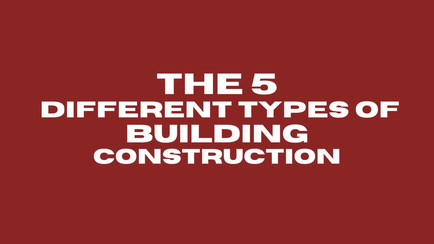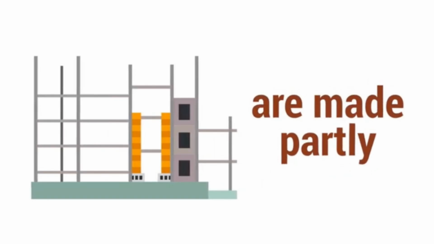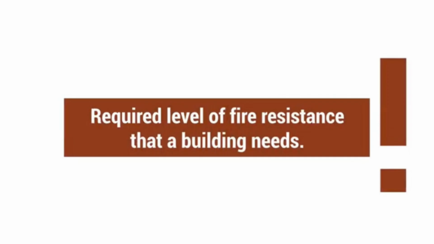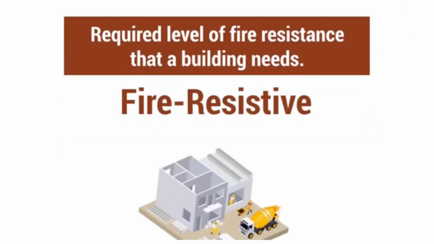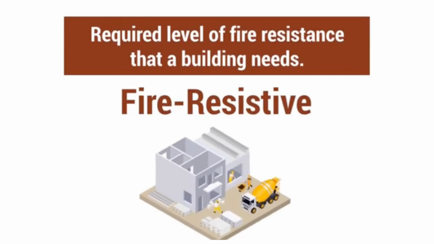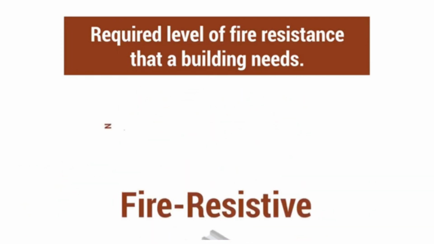5 types of building construction classifications are made partly because of the required level of fire resistance that the building needs. These are fire-resistive. That rating provides the highest level of safety because it uses materials like poured concrete and steel beams, things that aren't going to give into fire very easily.